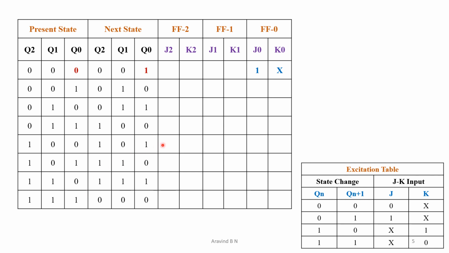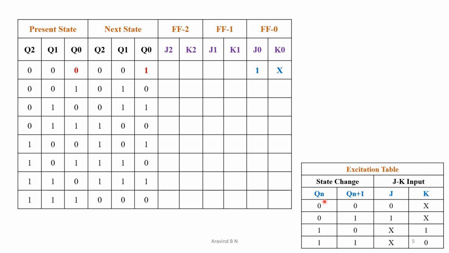Now let us get into the further part. By looking at the present state and the next state, we must keep filling the values for J0, K0, and similarly for the remaining. So first I am going to consider Q0. This Q0 corresponds to flip-flop 0. Therefore, I will be filling up the values corresponding to J0 and K0. So we are going to make use of this excitation table.